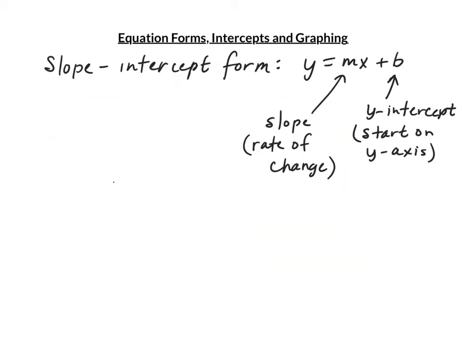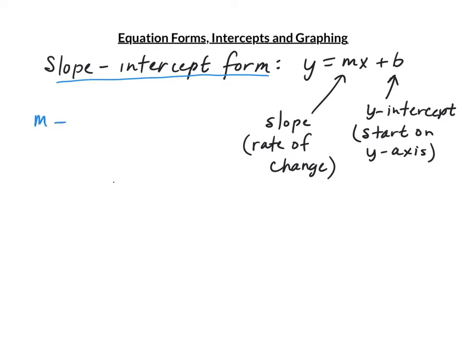The next form we talk about a lot is slope-intercept form. Slope-intercept form is y equals mx plus b. What you need to know about that is that b is the y-intercept. It's where the line crosses the y-axis. Think of it as the starting place on the y-axis, where a line starts on the y-axis. And m is the slope. It's what you multiply x by to get y.